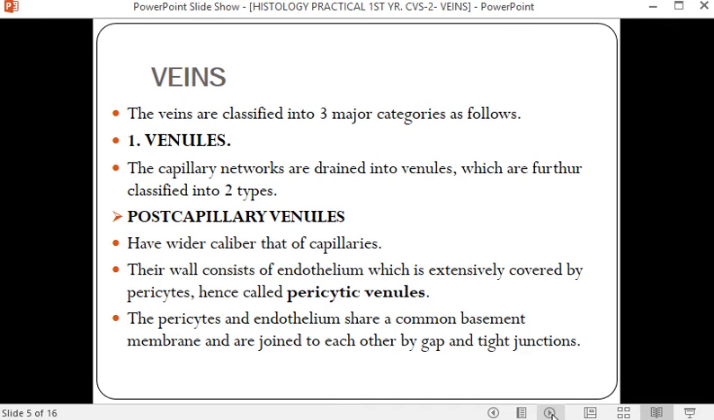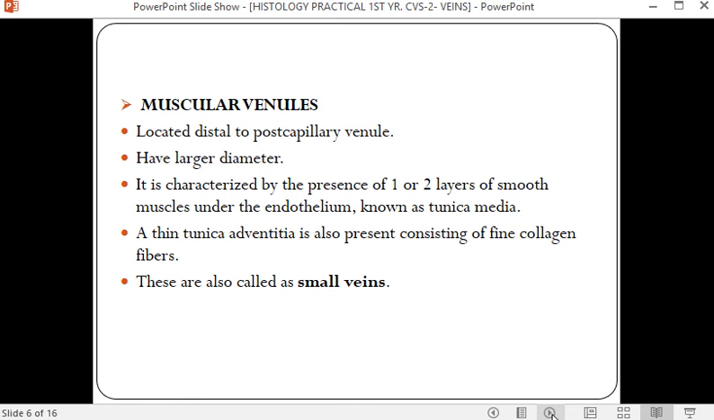Now, post-capillary venules have a wider caliber than that of capillaries. Their wall consists of endothelium, which is extensively covered by pericytes. Hence, these post-capillary venules are also called pericytic venules. The pericytes and endothelium share a common basement membrane and they are joined to each other by gap and tight junctions.